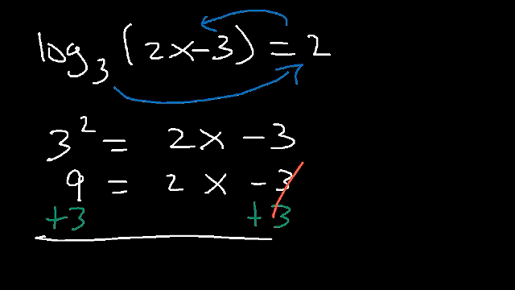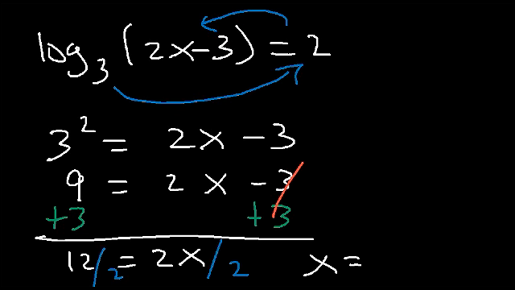3 plus 9 is 12. Since 2 is multiplied to the x, to separate the x from the 2, we need to perform the opposite of multiplication, which is division. So we need to divide both sides by 2. 12 divided by 2 is 6, and therefore x is equal to 6.